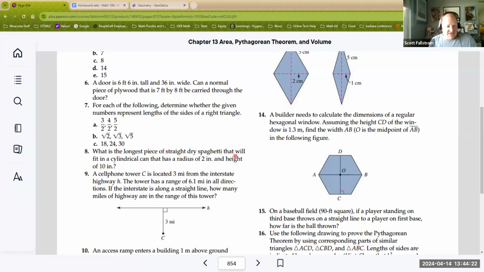What's the longest piece of dry spaghetti that will fit in a cylindrical can that has a radius of 2 inches and a height of 10 inches? Draw this one out. I'm not even kidding.